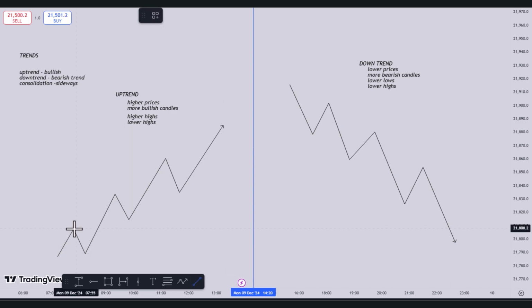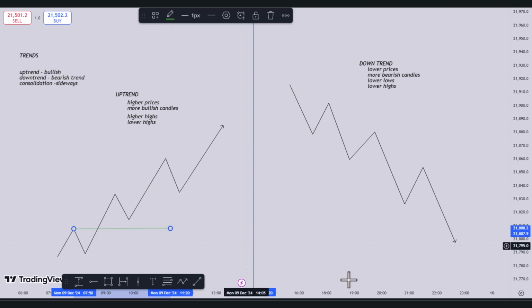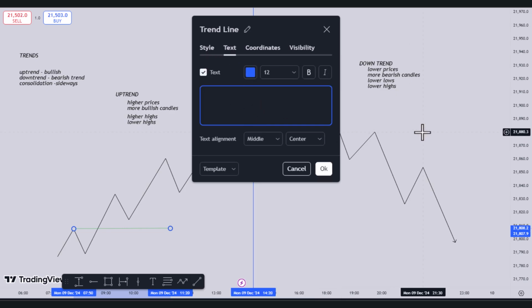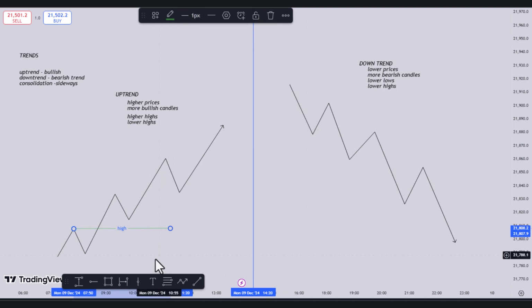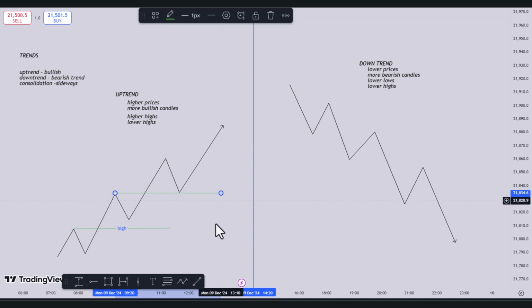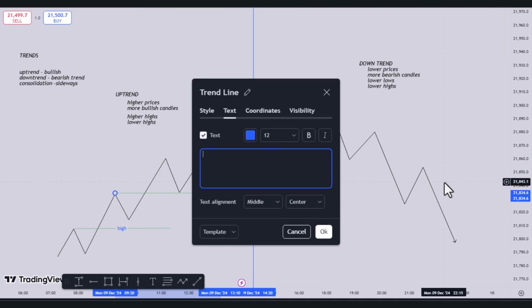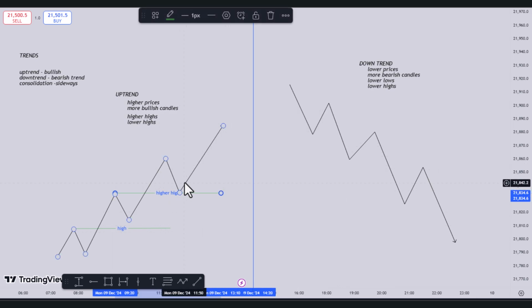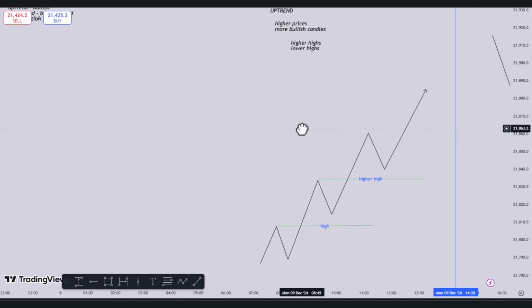You see this? This is a high. This is a high. Then if you look at that high, this high would be higher compared to it. See this? We call it a higher high. Does it make sense now? Hope that makes sense now.